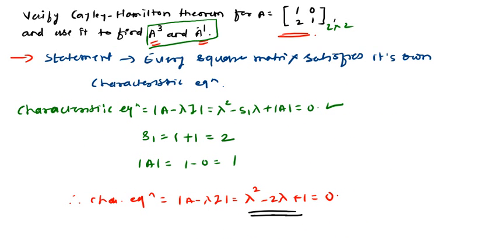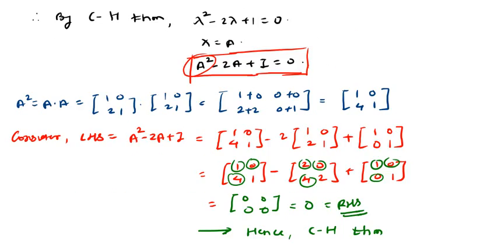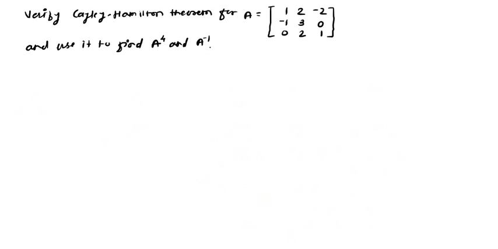Okay, in the same example they have asked to find the value for A cube and A inverse. Okay, now next is what? Next is to find the value for A cube and A inverse. Okay, now to find A cube and A inverse, consider what we have proved yet by Cayley-Hamilton theorem.